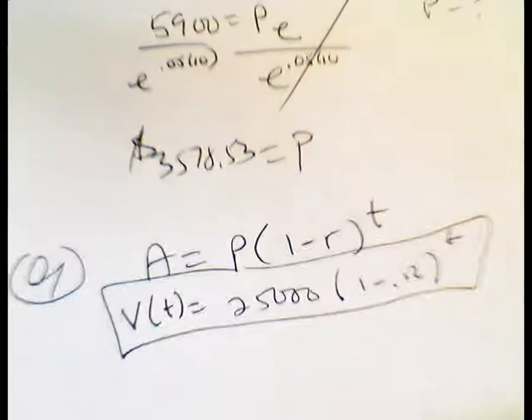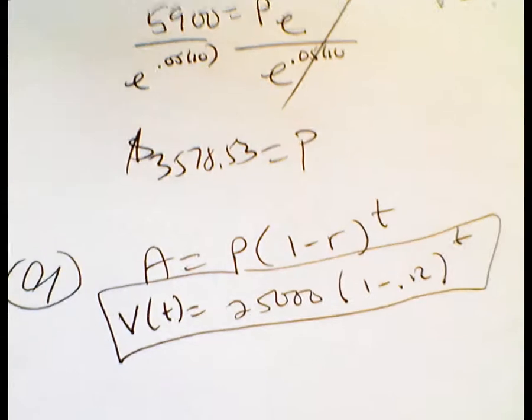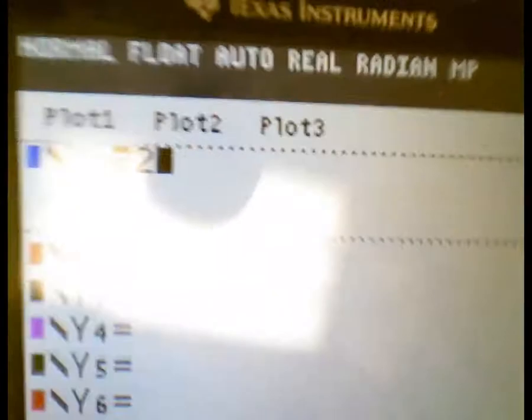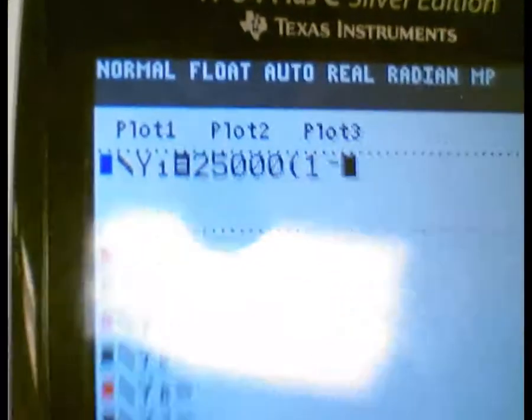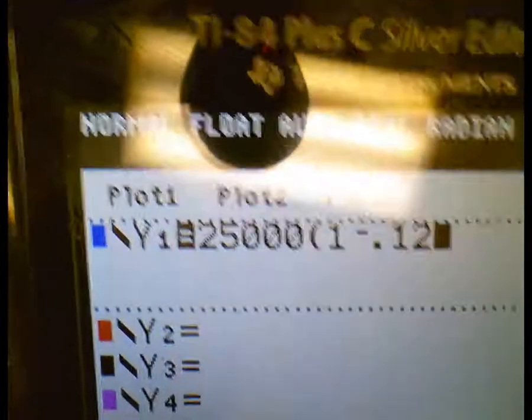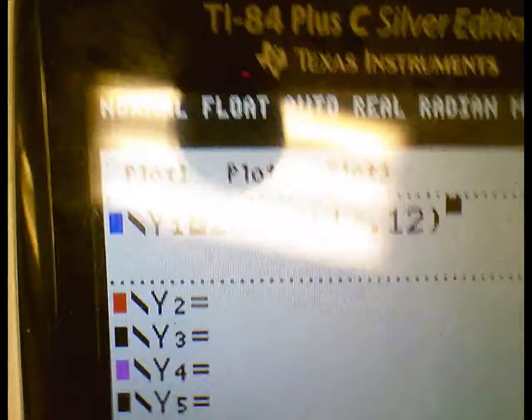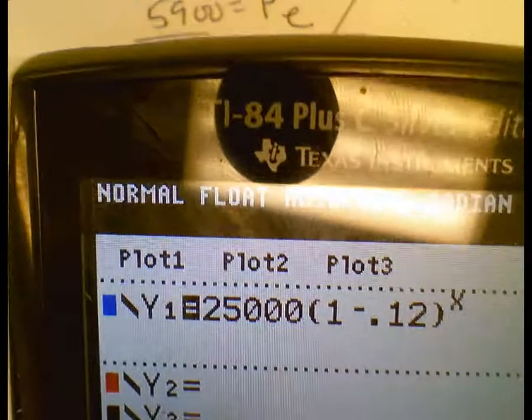That's your value function. I could punch this into the calculator right now in my y equals. You don't have to, but I'm going to. 25,000 times parenthesis 1 minus 0.12 raised to the x. And now what I can do is look at my table.